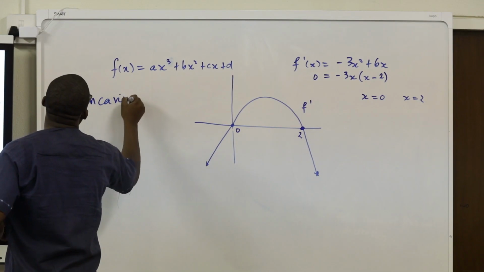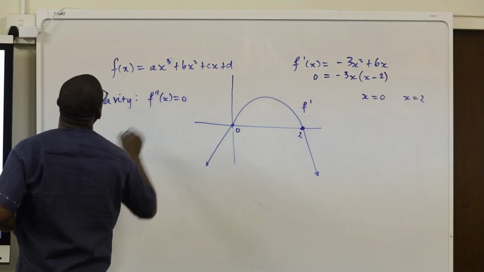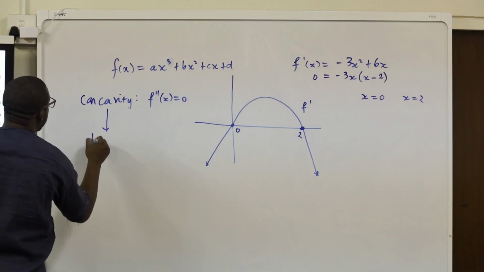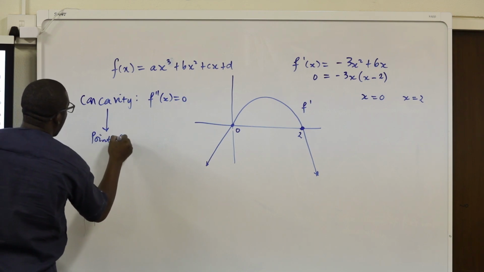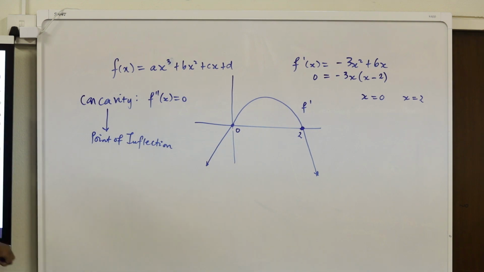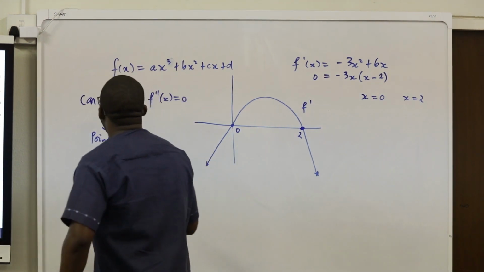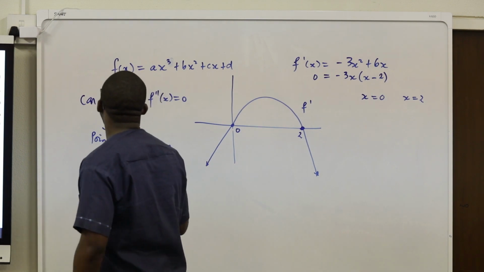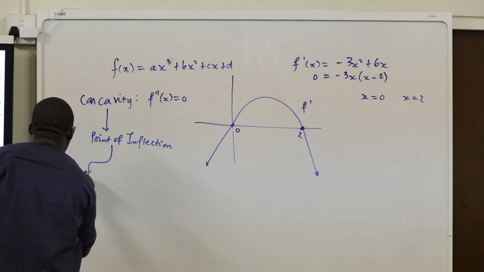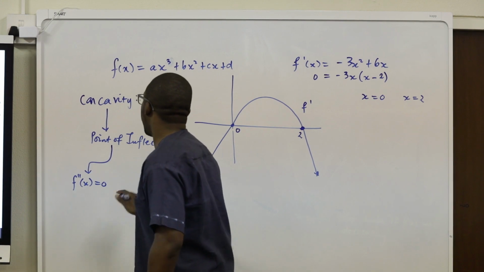Concavity, that phrase, concavity implies f double prime equal to 0, the point of inflection. So concavity simply means point of inflection. This is the point where the gradient changes. It's the point where the gradient changes. And how do we get this point of inflection? Well, this is the one way. f double prime of x equal to 0. That is the most obvious way.